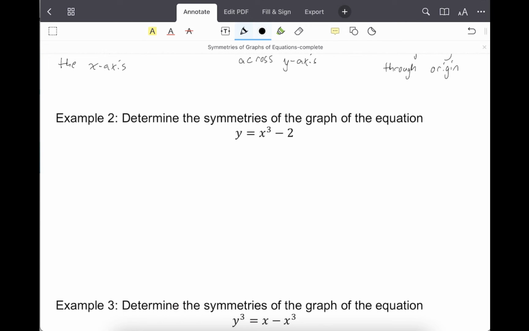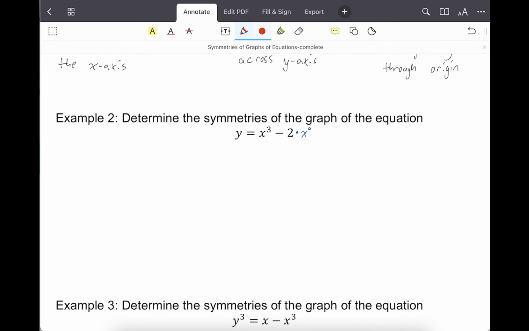Example 2, determine the symmetries of the graph of the equation. We have y equals x cubed minus 2. One thing to remember is that there's kind of an invisible 1 here, but we can write this invisible 1 in a different way. We can write it as x to the 0th power, which is an even power of x. This one has both an even power of x and an odd power of x. When this occurs, we really won't have any symmetry for this one.